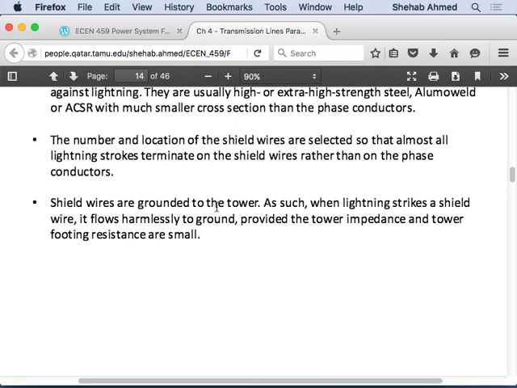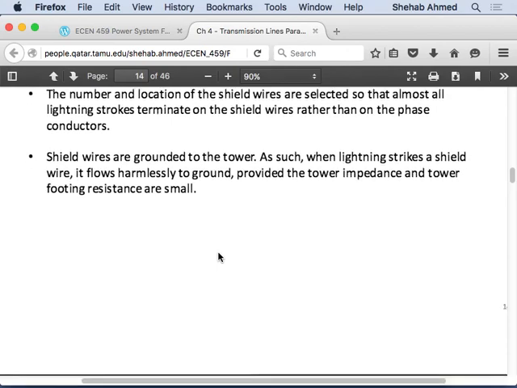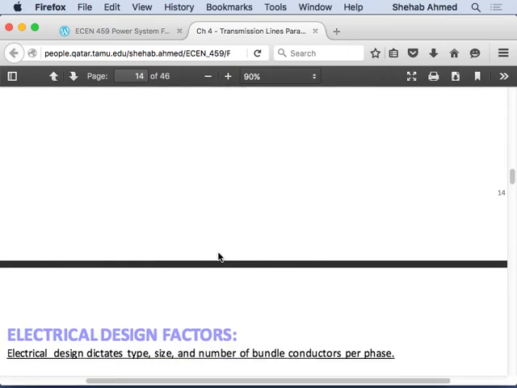So you want to make sure that the resistance between the point where the lightning strikes and the ground potential is as low as possible. So there are techniques to design grounding mats and how to maintain the ground connection.